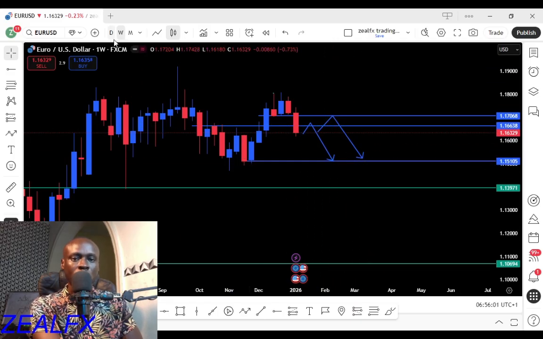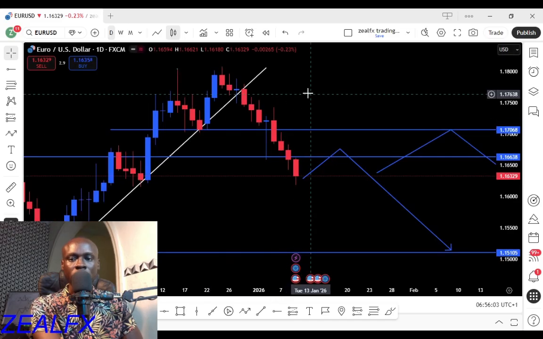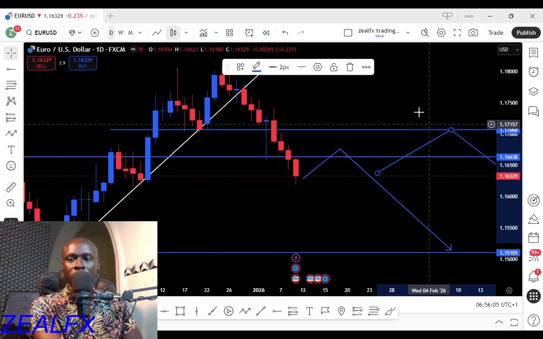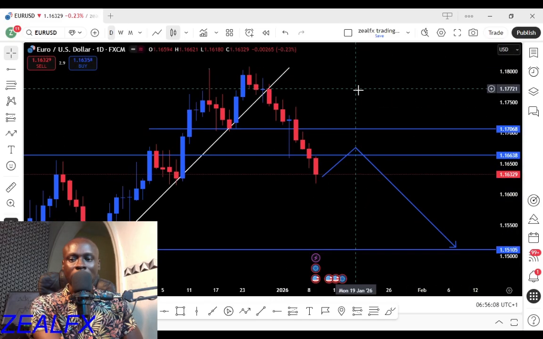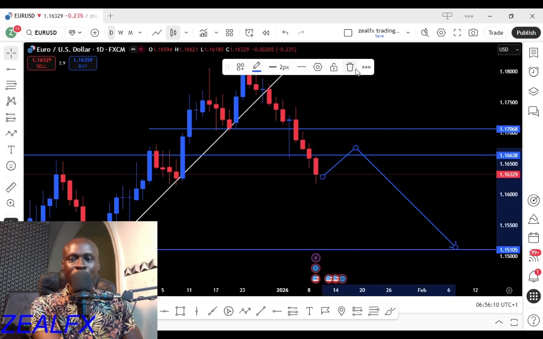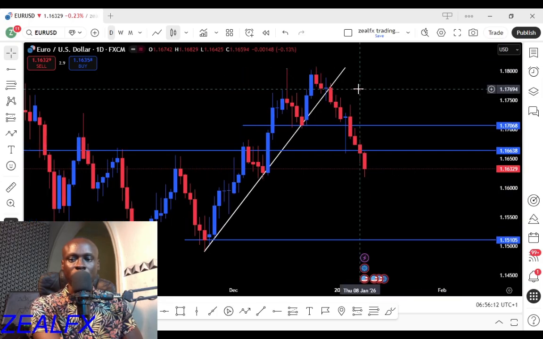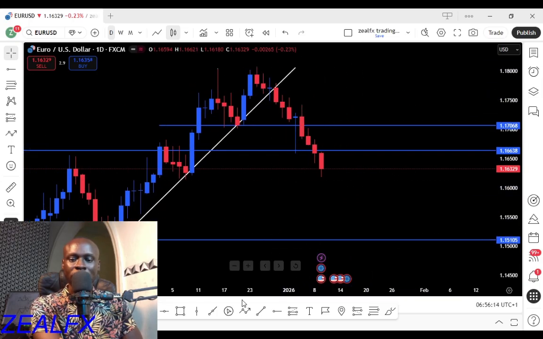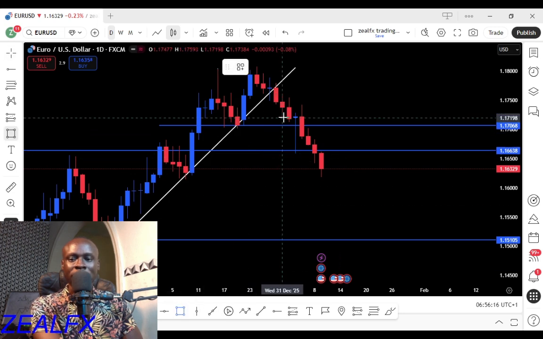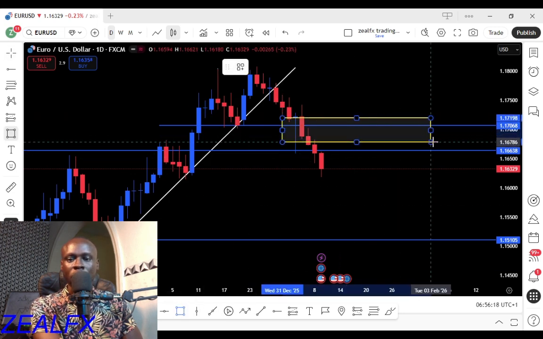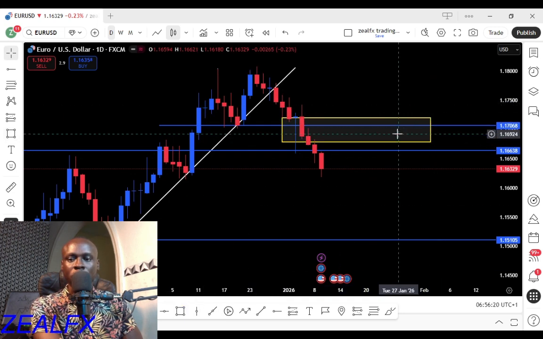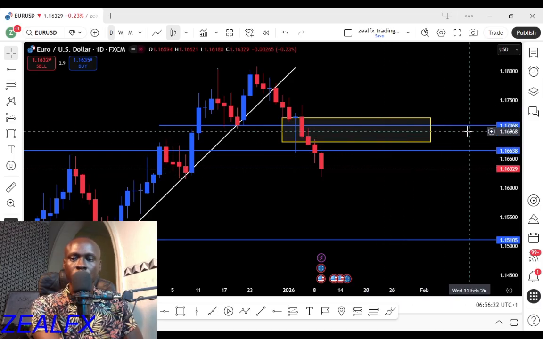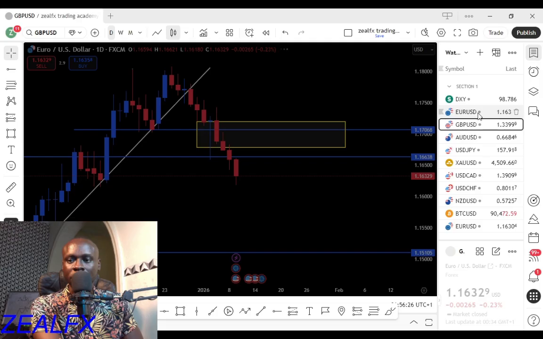So let's go back to our daily chart. On the daily chart, you can see that the daily chart and the weekly chart are in line. So we expect more selling opportunity this week for the EURUSD. We expect price to reverse back to any of these zones before we start looking for our possible selling opportunity for the EURUSD. So let's look at our next pair, which is the Great British Pound USD.